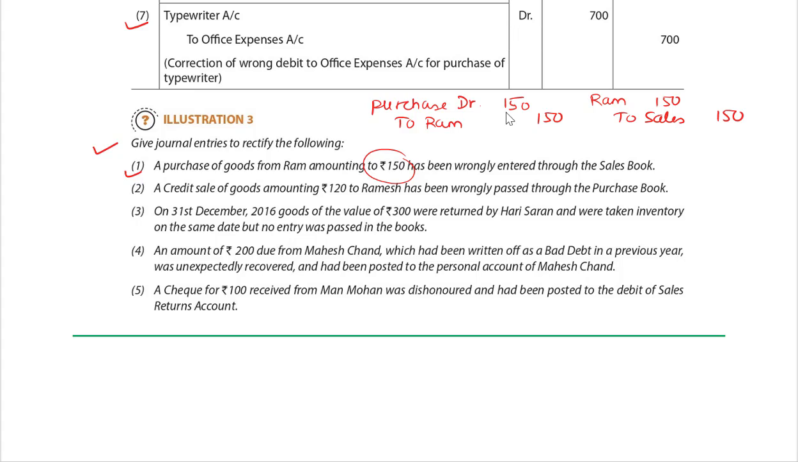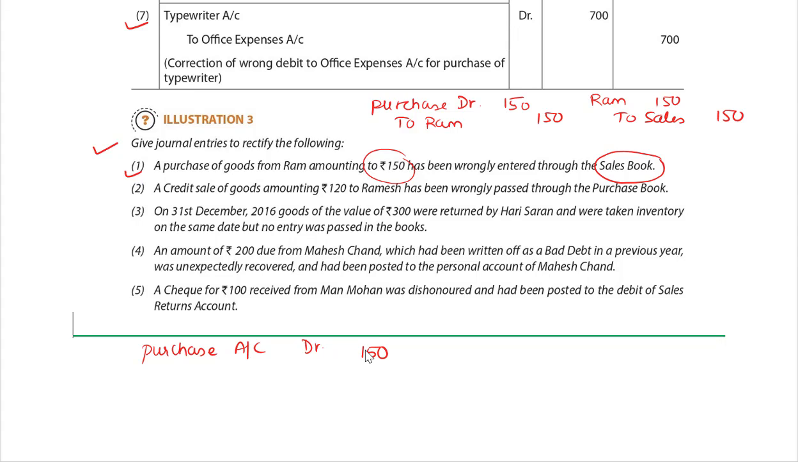Students, you should understand, this is the error of sales book. That means both the sides. How will we rectify this entry? We should purchase Ram, but we have not debited it. We should debit Ram. So over here we should debit the purchase account, but we have not done it. So we will do it right now. Purchase account should be debited by 150.